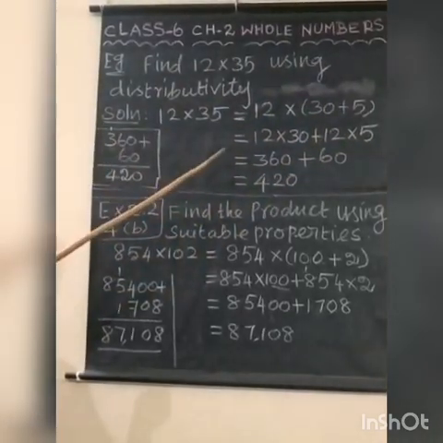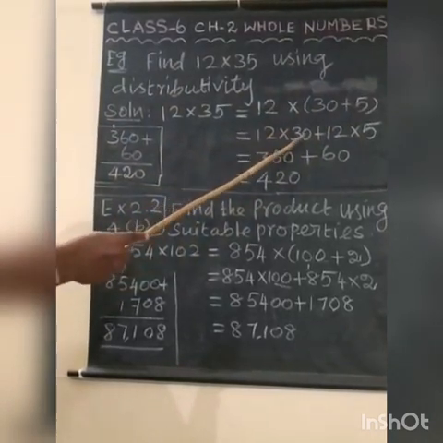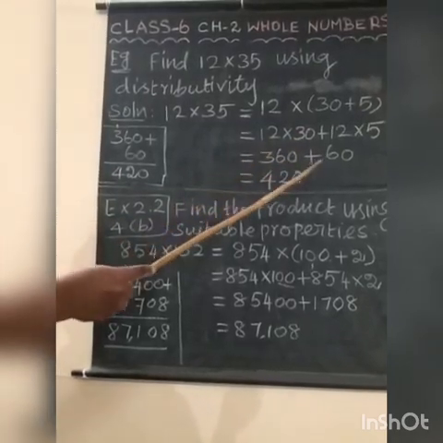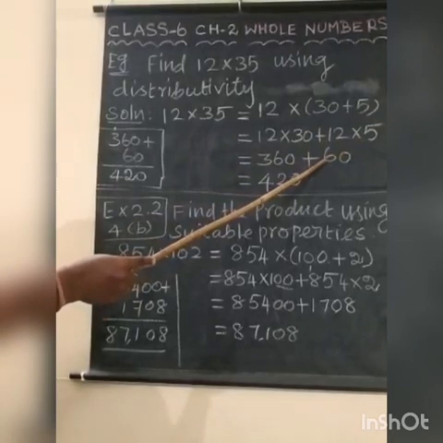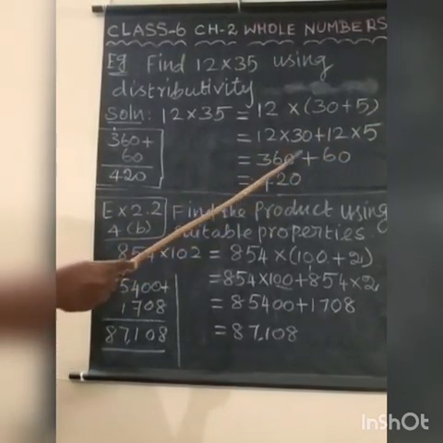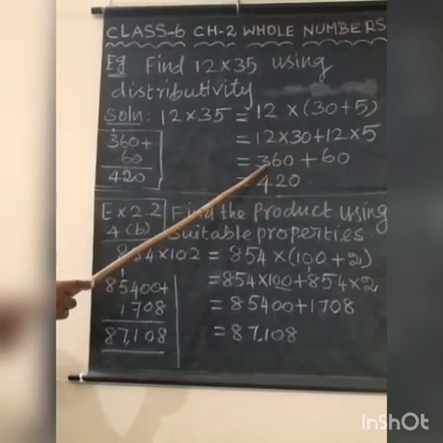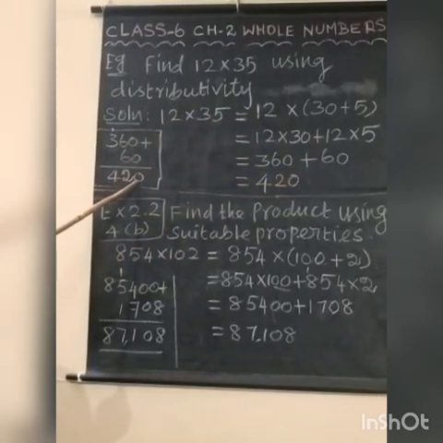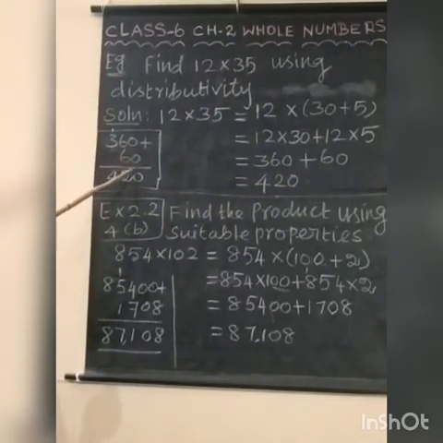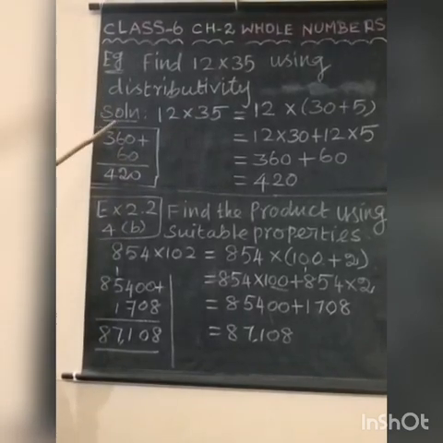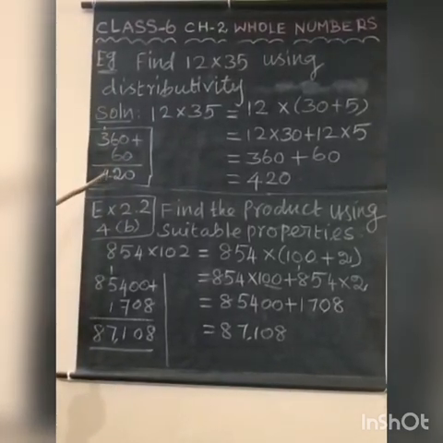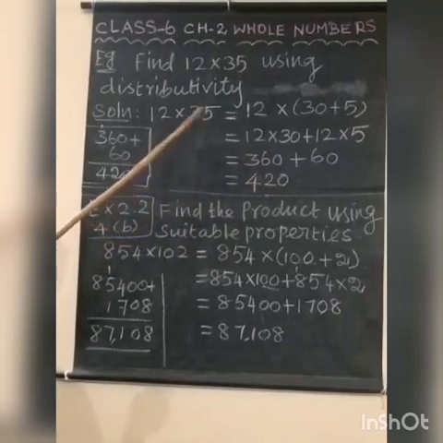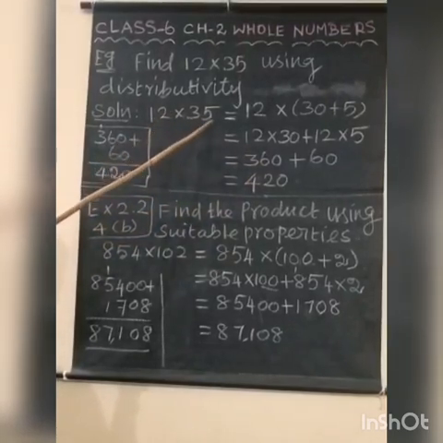Okay. Then multiply these two numbers. 12 into 3 is 36. 1 zero here, so write here the 0. Okay. Then 12 into 5 is 60. Then these two numbers are added. 360 plus 60. Okay. Here 0 plus 0 is 0. 6 plus 6 is 12. So write 2 here and then carry 1. 3 plus 1 is 4. Answer is 420.